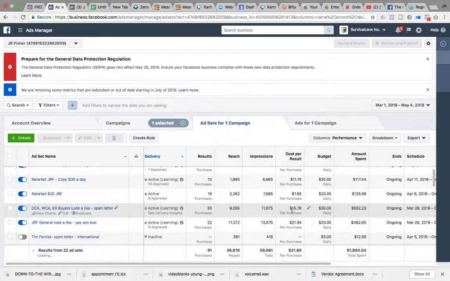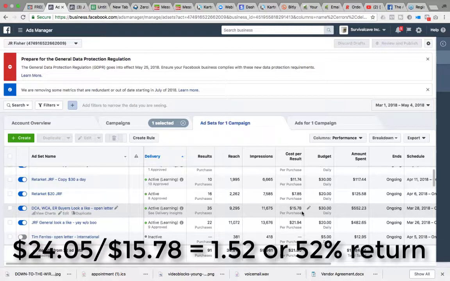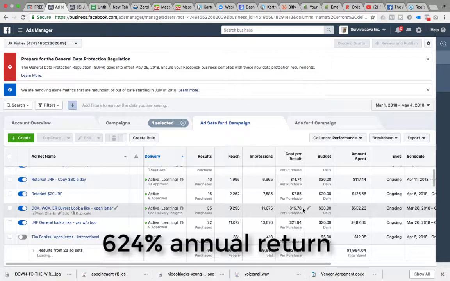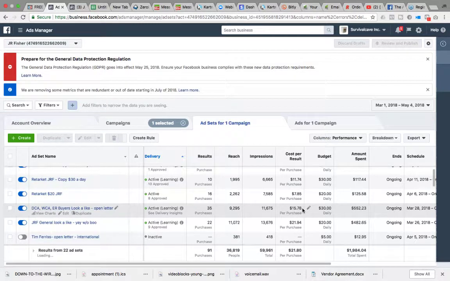So this next one here, I'm averaging, I got 35 sales on that one, $15.78. So 24.05 divided by 15.78, I actually got 52% return on that. Okay, so if you take 52%, multiply this out, 52 times 12, I got a 624% return. Now, I don't know what you're doing in the stock market, but that's a pretty good return, 624.